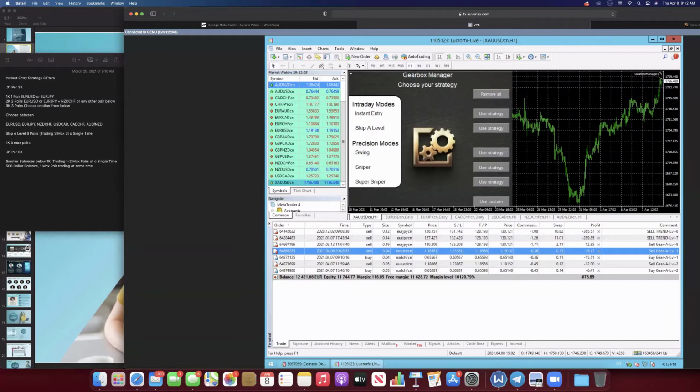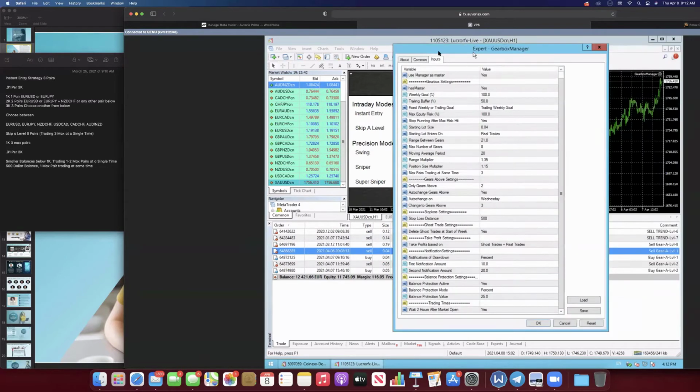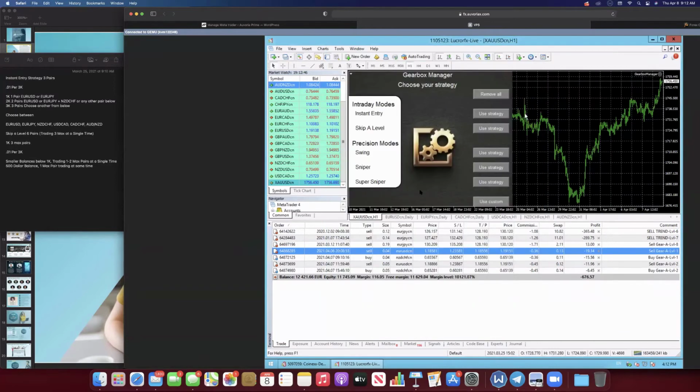Now, you're going to want to make sure, again, your lot size is 0.01 per 3K. You can see that I am doing that. I do have that balance. I do have that lot size and setting. You're going to want to make sure of that. That's very important. And then that's really the intraday strategy.